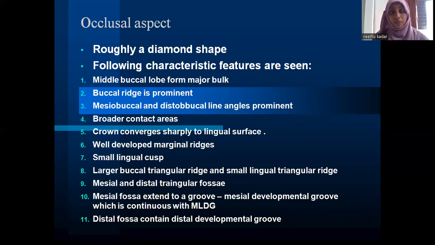It has a well-developed marginal ridge and a small lingual cusp. The buccal triangular ridge and lingual triangular ridge are in the same alignment. We can appreciate mesial and distal triangular fossae. The mesial fossa extends to the mesial developmental groove, which is continuous with the mesiolingual developmental groove. The distal fossa contains the distal developmental groove.